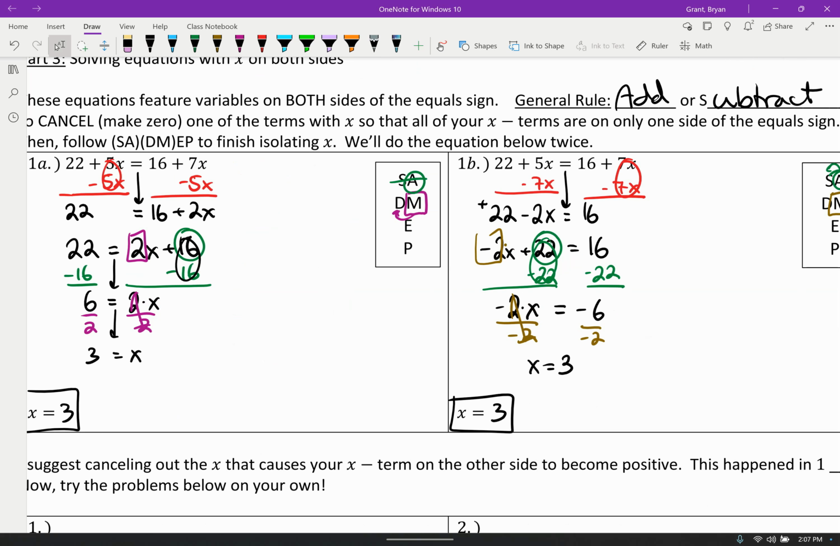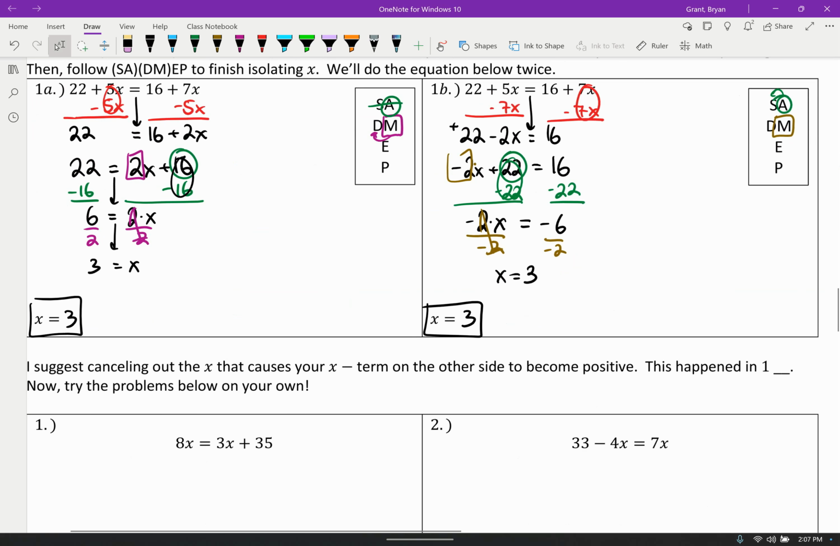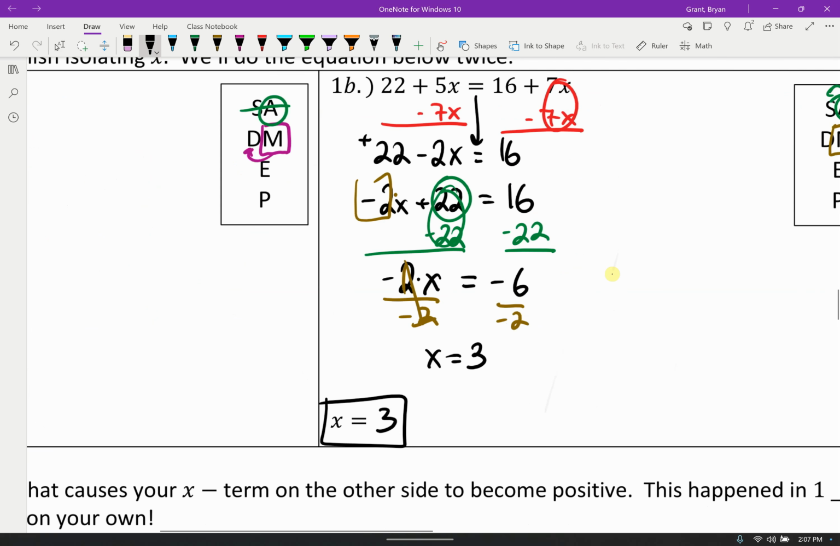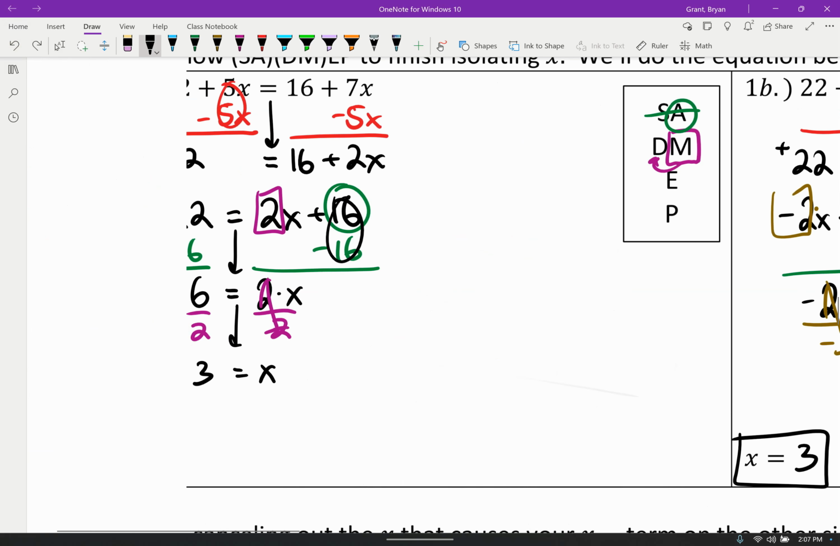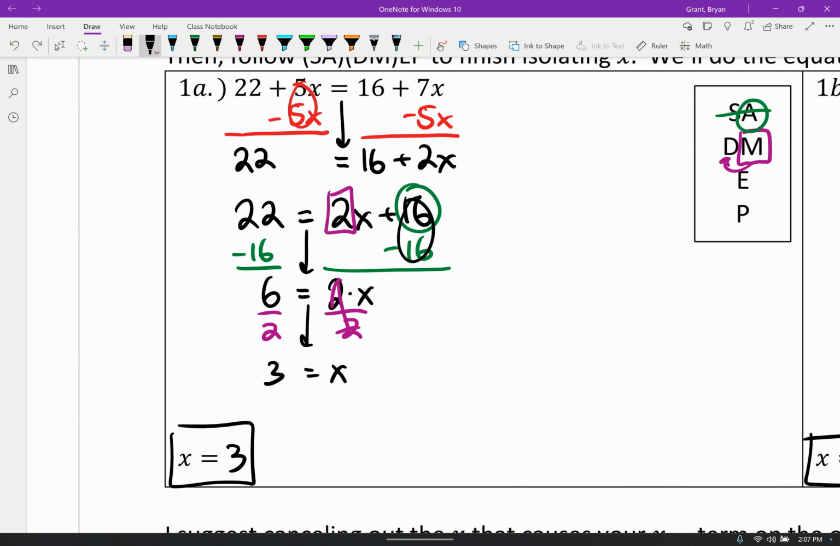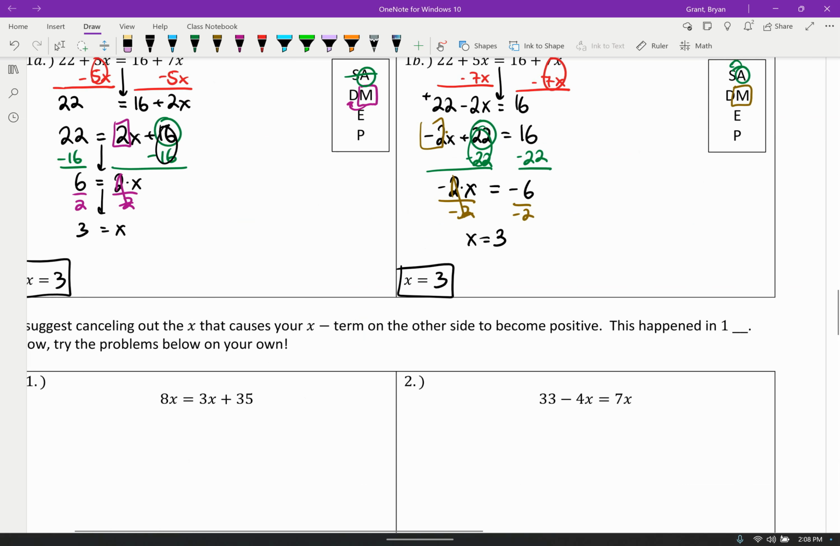Okay? Now, I really do suggest canceling out the x that causes your x term to stay positive. And so if you look on 1b, when we canceled out our x's became negative. And there's nothing wrong with negatives, but I find students make more mistakes if there are more negatives in the problem. So I probably would have canceled the 5 because I would have looked at both and said, oh, 7 minus 5 is positive 2x. Let's keep that there. I think that's a good way to go. So this happened in 1a instead of 1b.